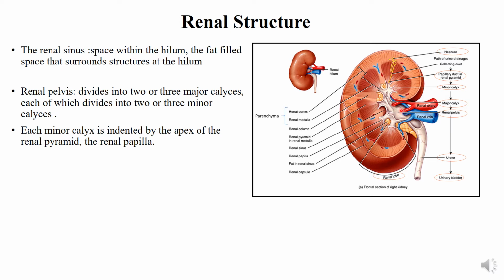The renal pelvis: we started from the minor calyx, major calyx, and then the pelvis. If we go in the other direction, starting from the renal pelvis, the renal pelvis will be divided into two to three major calyces, and each one will be divided into two or three minor calyces. Each minor calyx is indented by the apex of the renal pyramid, and this place is called the renal papilla.